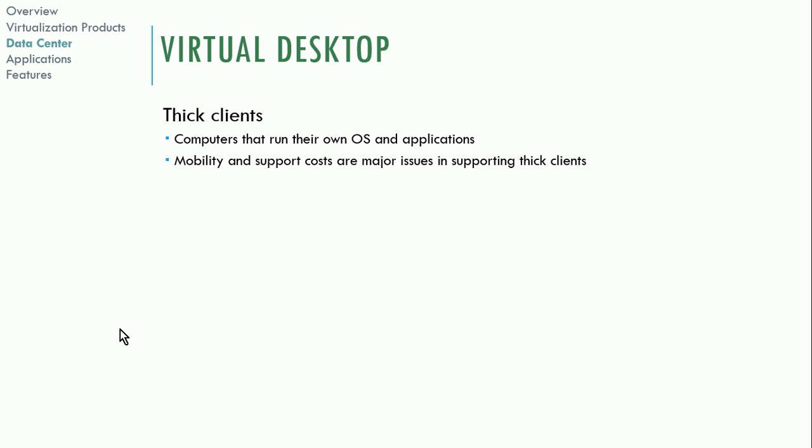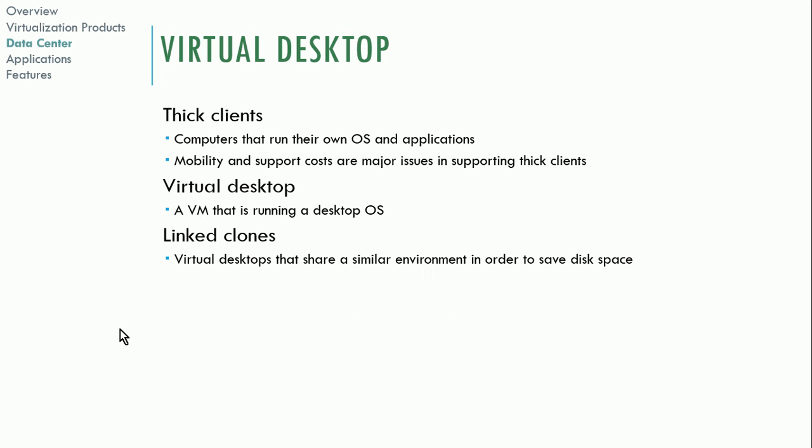And I'd say that this is not as common as server virtualization, but we are starting to see this in different organizations. It does make management a little bit easier. In the old days, we used these terms thick clients and thin clients. A thick client is a computer that runs its own operating system and applications. A virtual desktop is a VM that is running a desktop operating system. Linked clones are virtual desktops that share a similar environment in order to save space. And then a thin client connects to the user's virtual desktop through a connection broker.